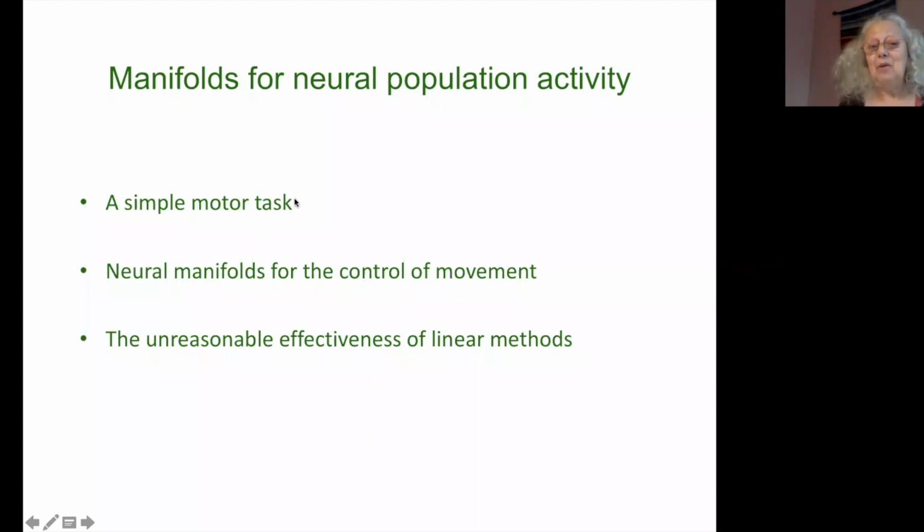So I will use a very simple motor task to illustrate and motivate the ideas, and then I'll tell you about neural manifolds explicitly in this context of control of movement, because it's a motor task, but I'll also make some comments about the fact that these manifolds are much more general and ubiquitous than just in motor cortex.